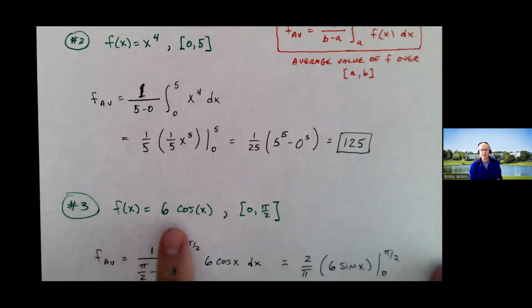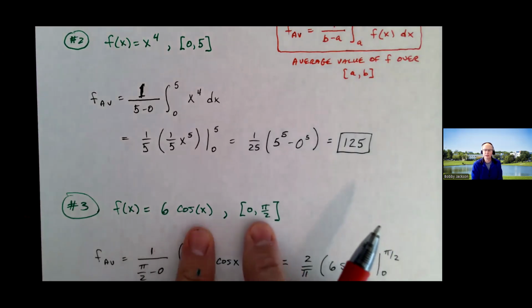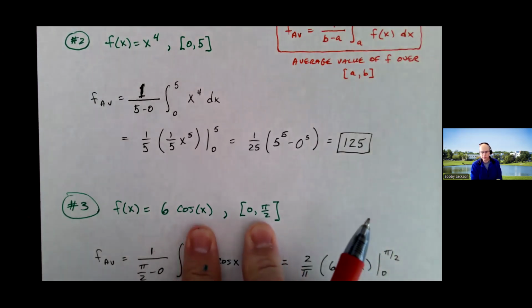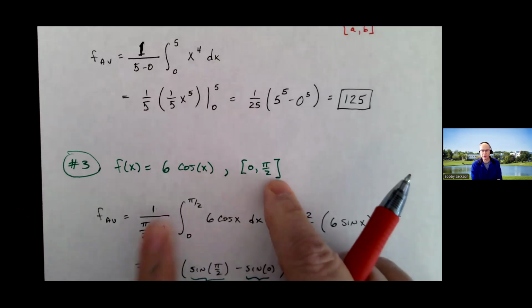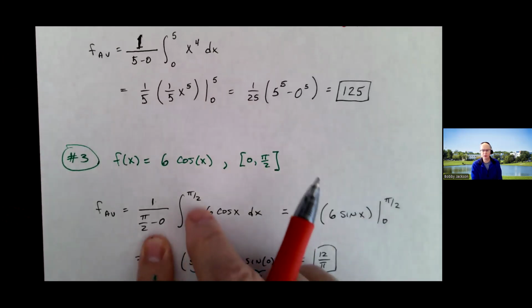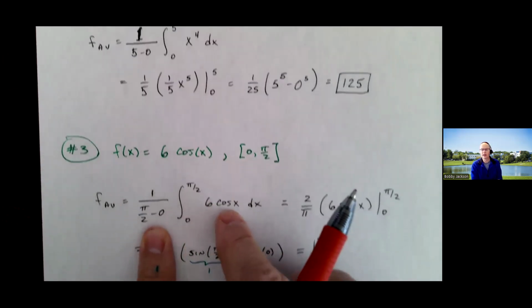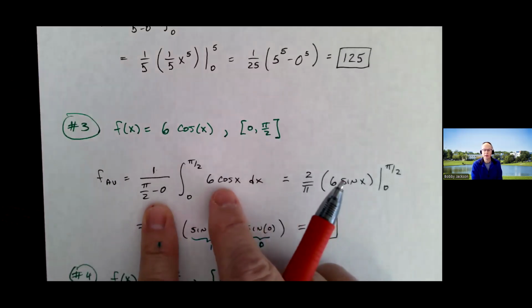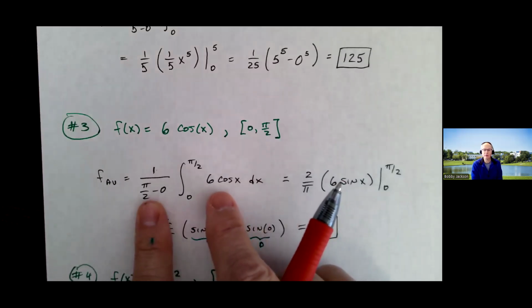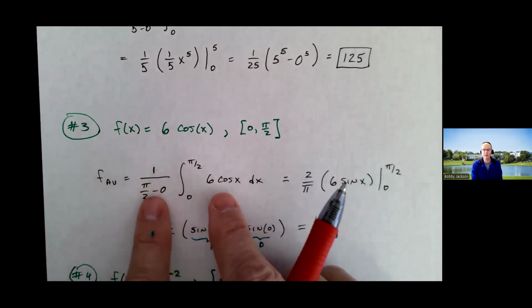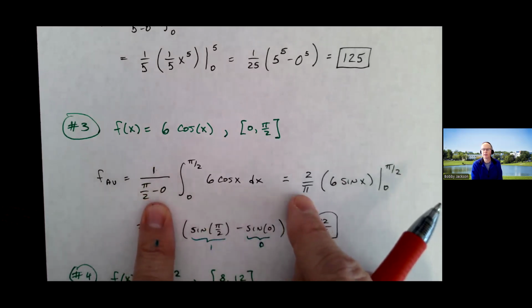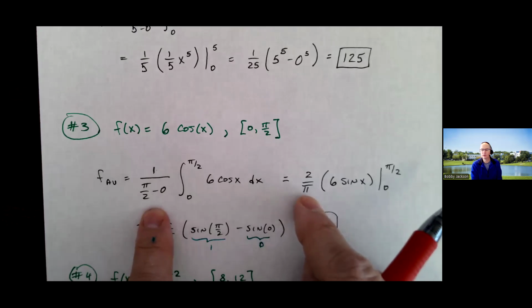Number 3, we have this function, 6 times cosine of x on this interval. And so our a is 0, our b is pi over 2. So we're integrating from 0 to pi over 2, 6 times the cosine function. So we'll just evaluate this. I got pi over 2 in the denominator. 1 divided by pi over 2 is the same as 2 over pi, the reciprocal.